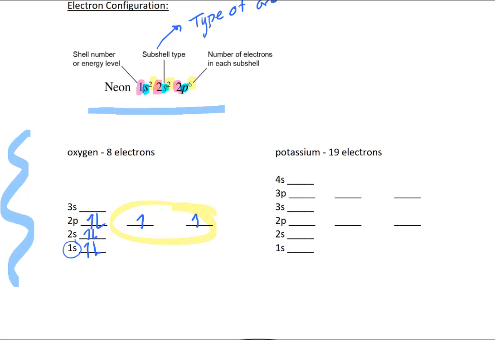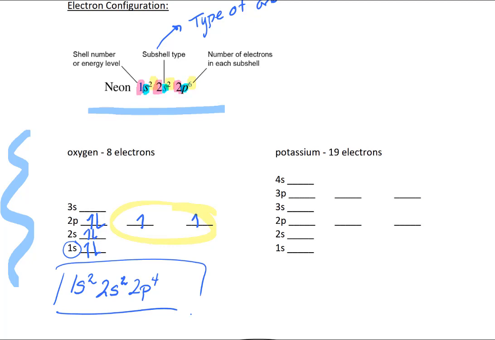So if we take this and we try and condense it into an electron configuration, here we have the 1s orbital. So we're going to write 1s. In that 1s orbital, we have 2 electrons, so we write a 2 superscript. Now that one is done. We go to 2s. In the 2s orbital, we also have 2 electrons, so we write a 2 superscript. In the 2p orbital, we have 1, 2, 3, 4 electrons, so we write a 4 superscript. So this would be the electron configuration for oxygen.